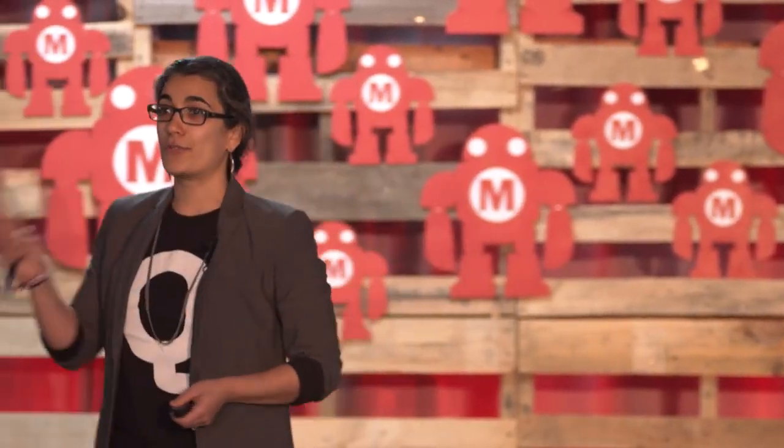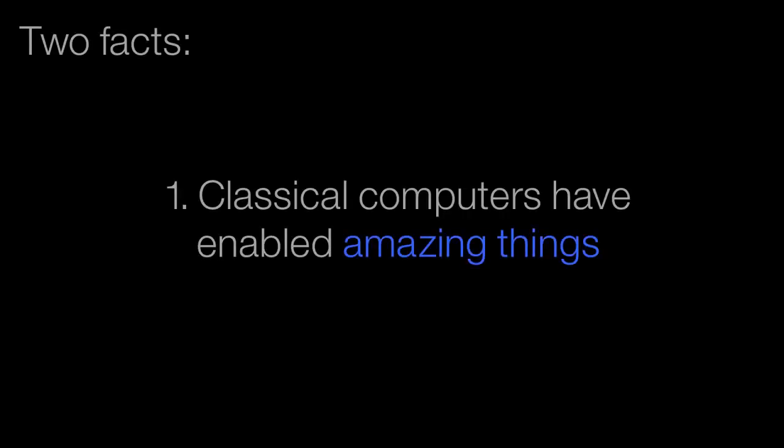So I want to start with two facts, right? Fact number one. Classical computers have enabled amazing things. The internet, they're part of how I got here. I was able to fly across the country on a plane, right? The electronic giraffe outside, blaring music, right? Classical computers have enabled just amazing things.